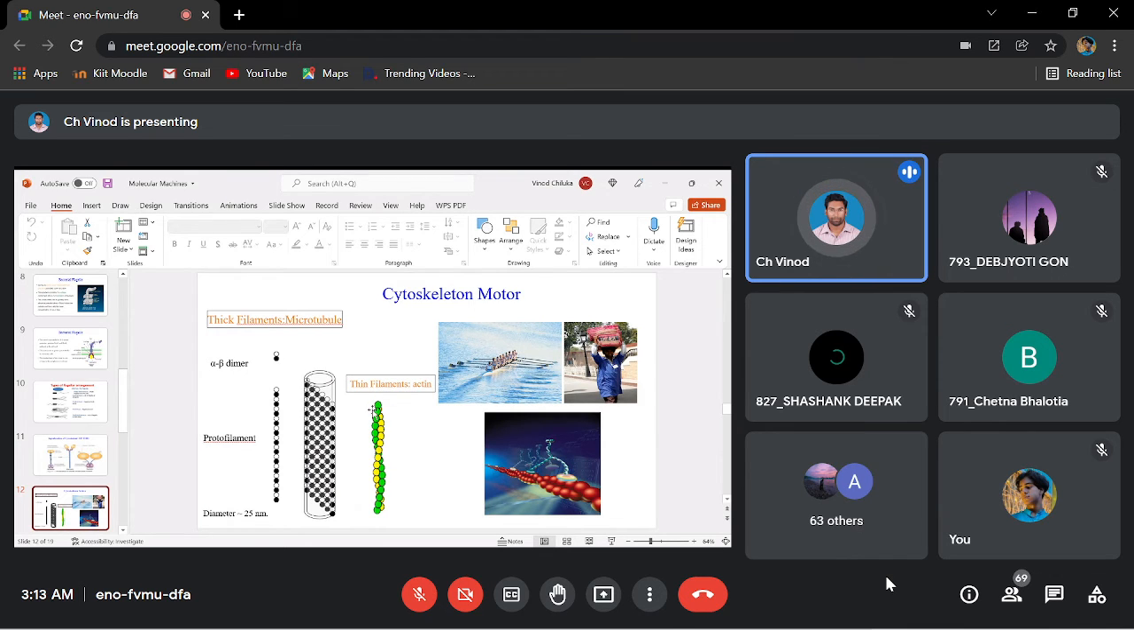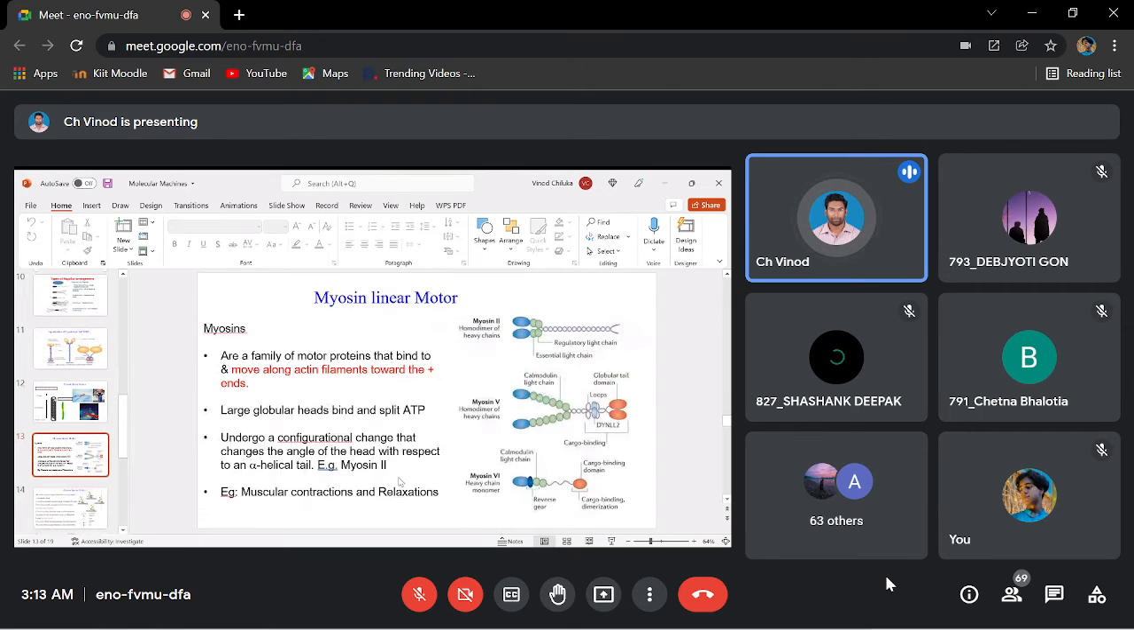Okay, so actin and tubulin tend to interact with the protein's motor domains, and here the interaction leads to the breakdown of ATP molecules, and the energy that is released is utilized for the mechanical activity. Okay, so we begin with the myosin linear motors. So what does this myosin linear motor do?